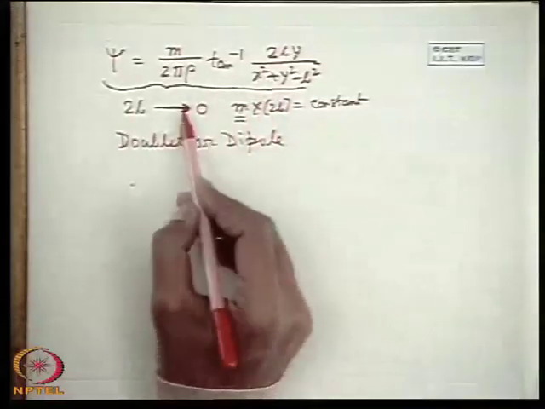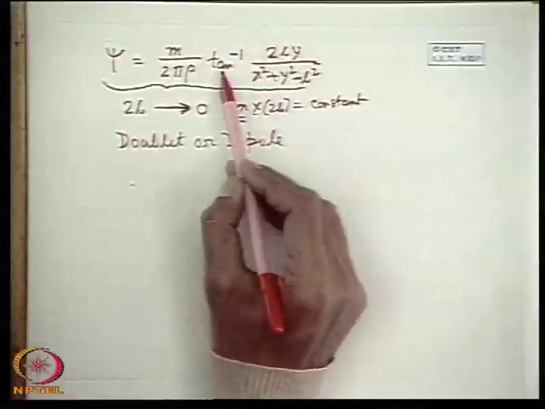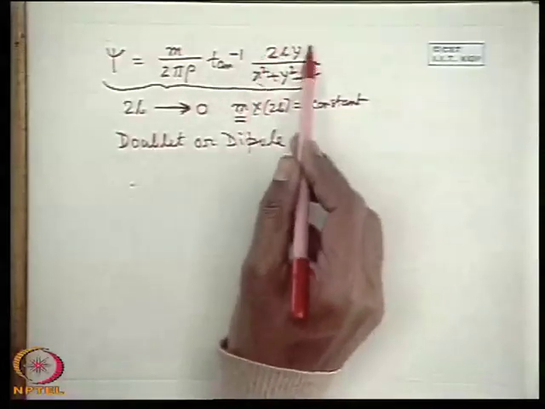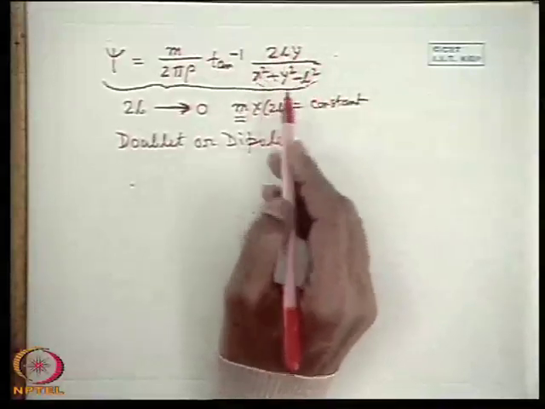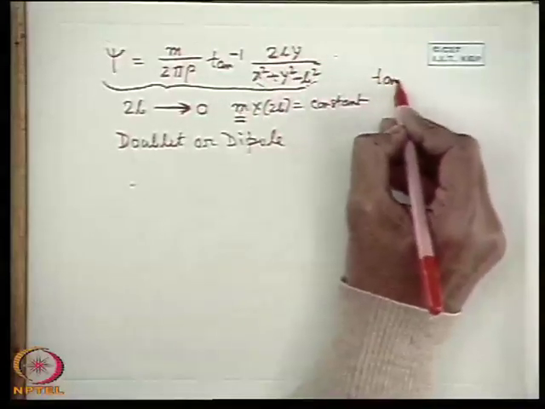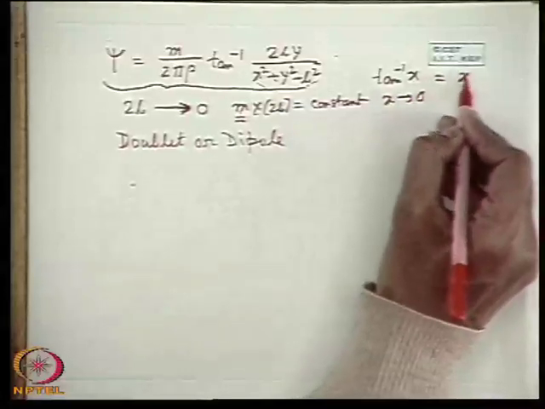From here we can see that if 2b tends to 0, that means this tends to 0. So tan inverse of a quantity which is tending to 0 can be written as the quantity itself, which means that tan inverse x, at x tending to 0, is equal to x itself.